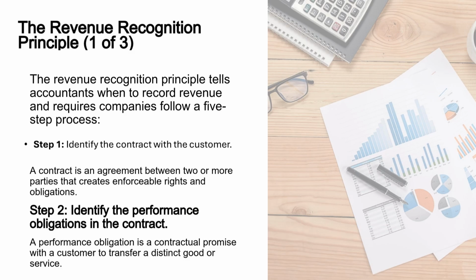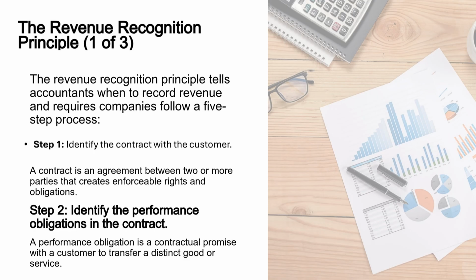The revenue recognition principle guides accountants on when to record revenue by requiring a structured 5-step process. Step 1. It begins with identifying the contract between the business and its customer, an agreement that establishes legal rights and obligations. Step 2. The company must identify the performance obligations within that contract.